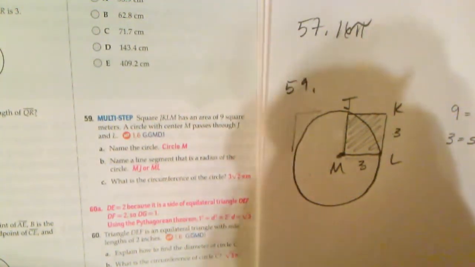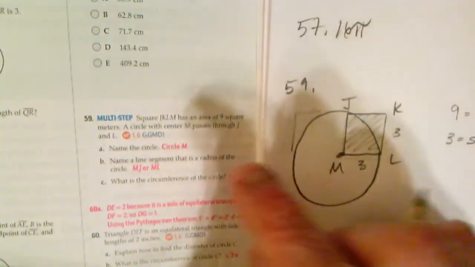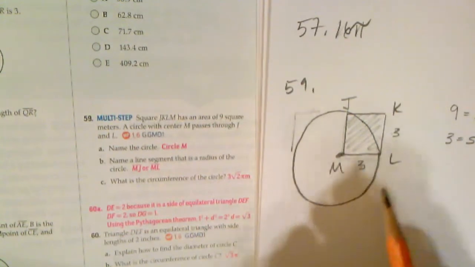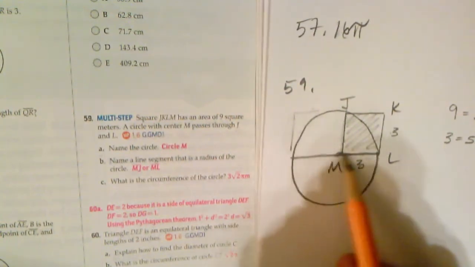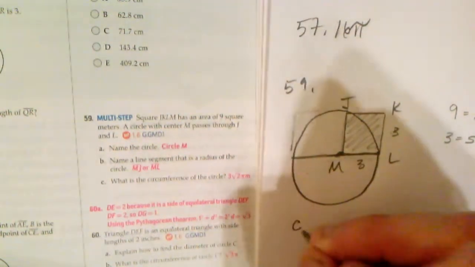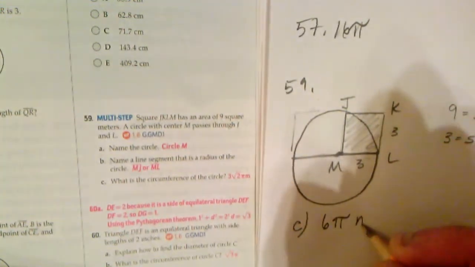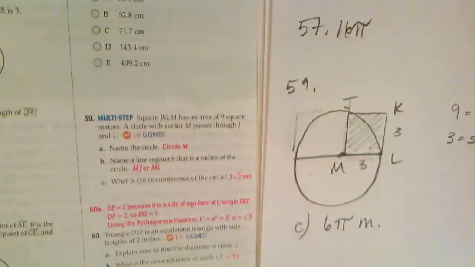Let's see here, I gotta check something real quick. The circle passes through J and L. Interesting. I don't think the answer is 3 radical 2 pi. The answer should be 6 pi, okay? The entire diameter is going to be 6. So for 59, I'm going with letter C, which is going to be a change in the answer here. It should be 6 pi meters, okay? Sorry about that. That's a mistake by the textbook.